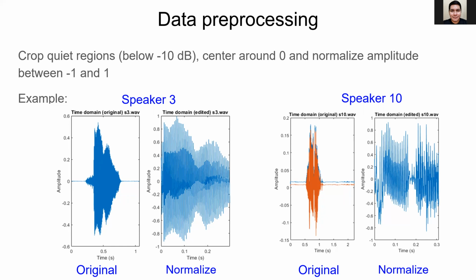In this slide, we show the result of the normalization step for speaker 3 and 10. For speaker 10, we can see to the right that the original signal is a stereo recording, but in our project, we only considered monophonic audio. So what we did is to choose only one channel of the recording, and then we normalize the signal for the training stage.